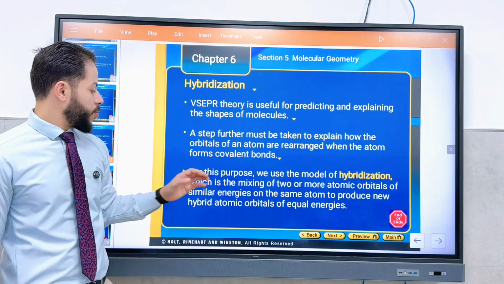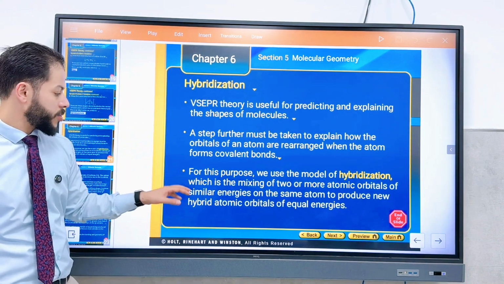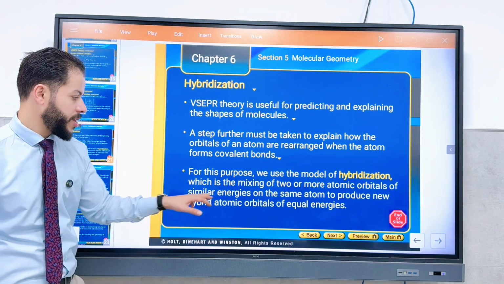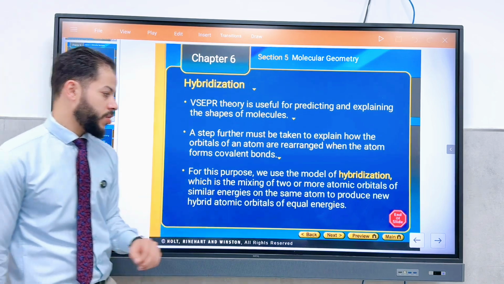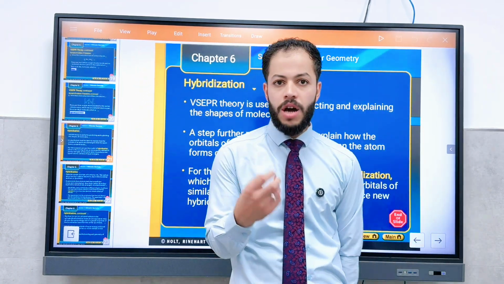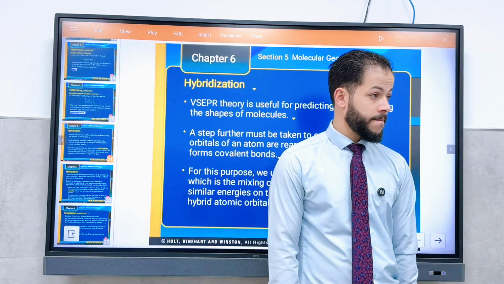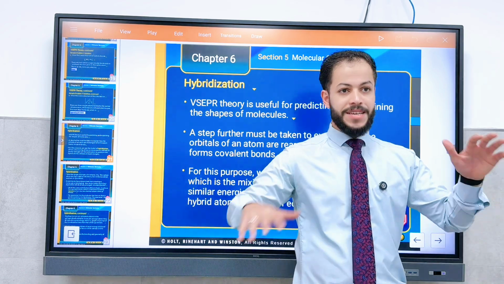So for this purpose, we use the model of hybridization, which is a mixing of 2 or more atomic orbitals of similar energies on the same atom to produce new hybrid atomic orbitals of equal energy. What does hybrid actually mean? Hybrid, like hybrid cars. Half and half. A mix of something, right?